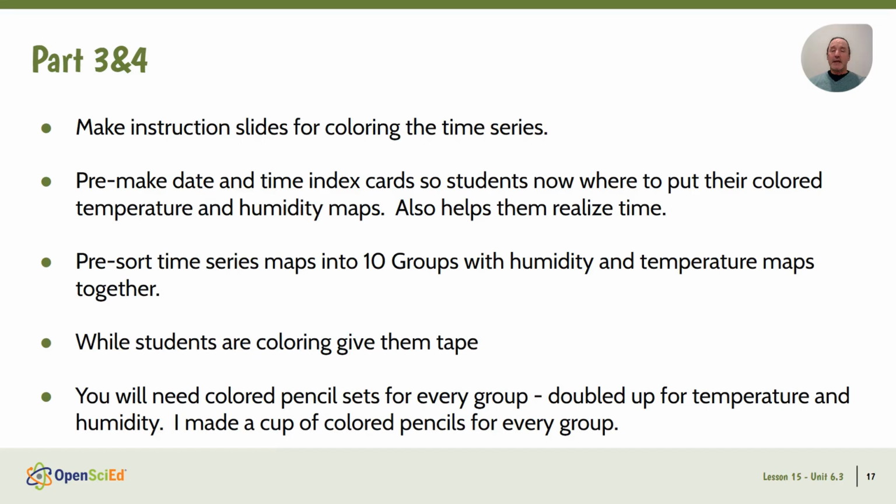A couple of materials management things here. I made a set of slides for the colored time series so the kids would have some instructions up on the board while they were individually trying to do that. I also made some time and date index cards, so when they were done with their maps, they knew where to put them. I made sure I pre-sorted the time series maps into 10 groups, so two maps together, one humidity and one temperature map, to one set of students. And then give them some tape while they're coloring, and that will help them take them up to the wall when they're ready.